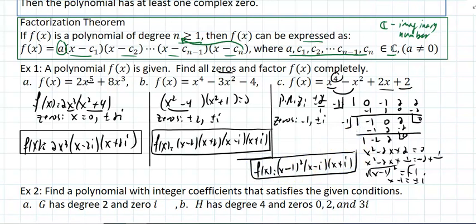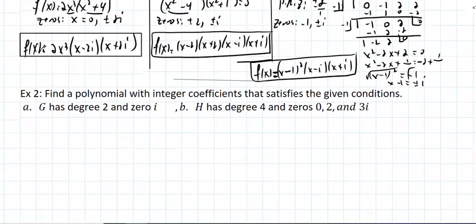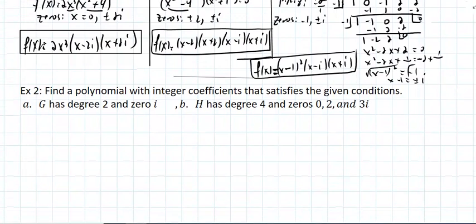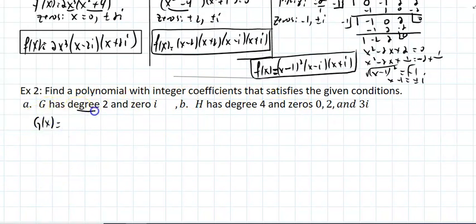So if polynomials don't factor, you can now save time because you know about the rational possible zeros and so on and so forth. If I gave you the zeros, can you give me the equation? Find a polynomial with integer coefficients that satisfies the given condition. G of x has degree 2, and the zero is i.